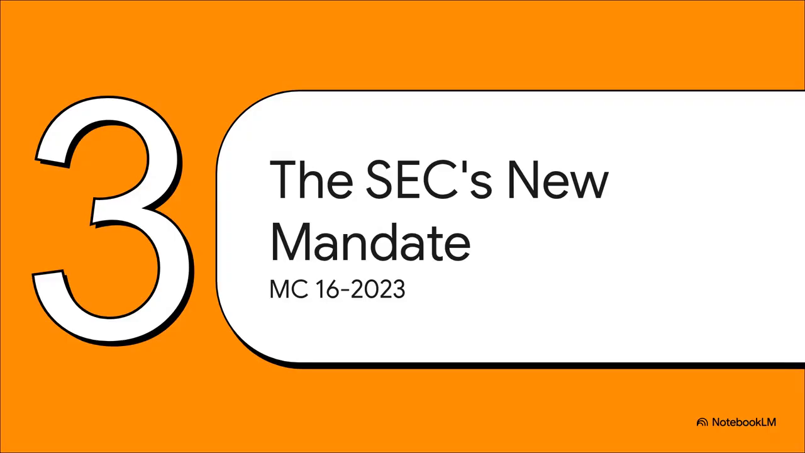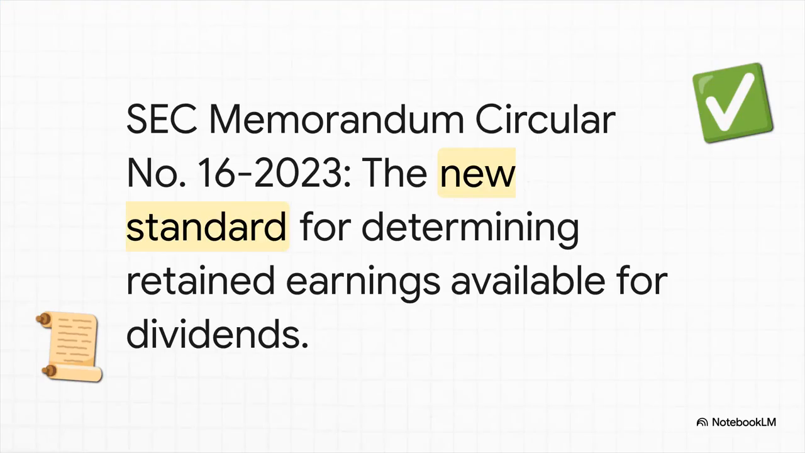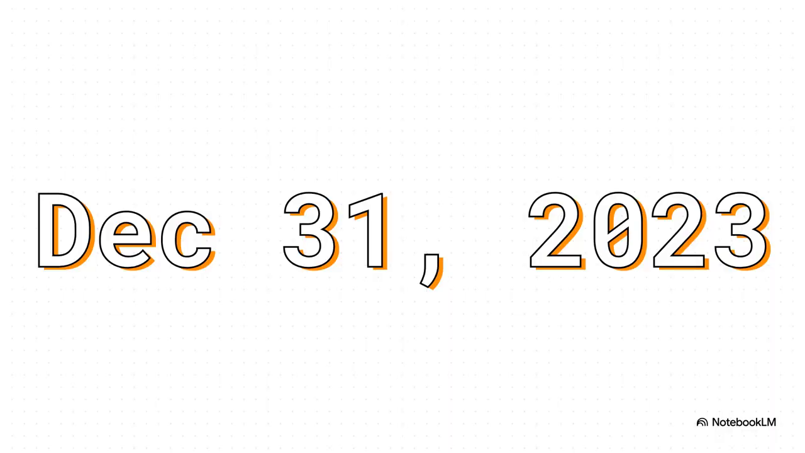Now, let's get to the stuff that examiners love to ask about. The new rules. The SEC dropped an update which makes this prime material for your exam. You absolutely cannot skip this part. You're going to want to memorize this. SEC Memorandum Circular Number 16, Series of 2023. This is the new playbook. It updates the old 2008 guidelines, and it gives us a much stricter formula for figuring out what's really available to be paid out as dividends. And just so we're clear, this isn't some old rule we're studying for fun. This is live. It's the current, active regulation that applies to financial statements right now, which means it is 100% fair game for your board exam.